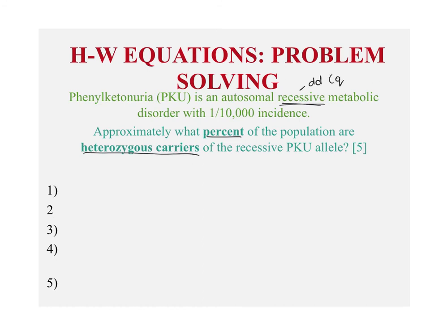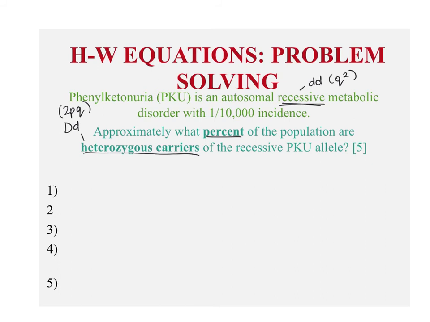So I know that someone with phenylketonuria, or however you say it, is going to have 2 little d's, and that's also going to be my q squared. And we're looking for the heterozygous carriers, so big D, little d. And I know that those are going to be my 2pq. Alright, so that's my base information.